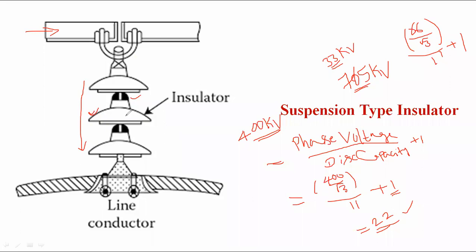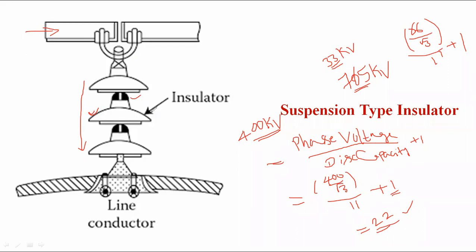22 discs are connected in series. Here the metallic discs are connected with the help of metallic links. The disc material is porcelain or toughened glass. One end is connected to the conductor, and the other end is connected to the supporting structure. If the operating voltage is increased, we can just add one more disc in series.